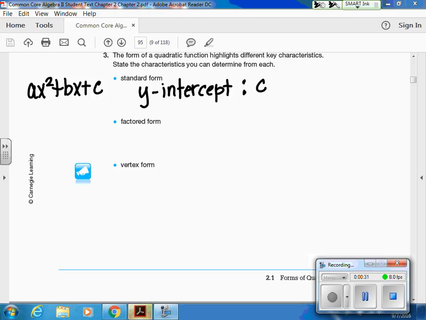Alright, what about factored form? This is a tough one. Remember, factored form looks like this: a(x minus r1)(x minus r2). Isn't that what they say the r is? Do you remember what those r's are?